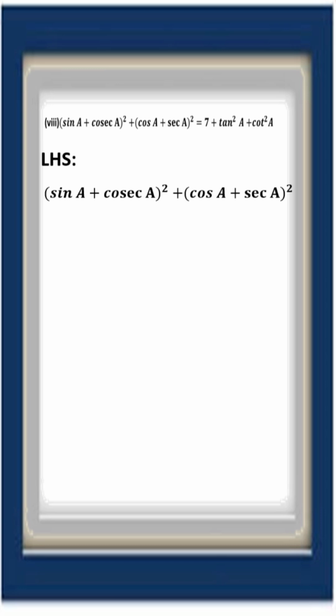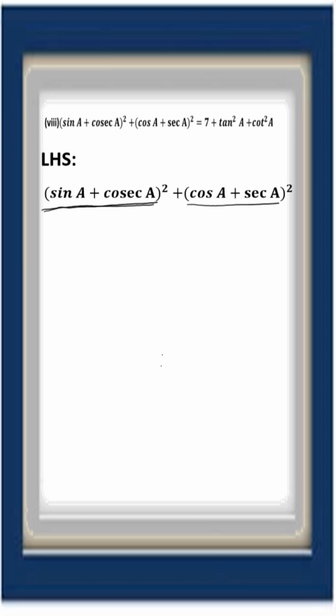Okay, what is LHS here? (Sin A + cosecant A) the whole square + (cos A + secant A) the whole square. Now we can use the identity (A + B) whole square and expand it. Here also we can expand it by using the identity (A + B) the whole square.